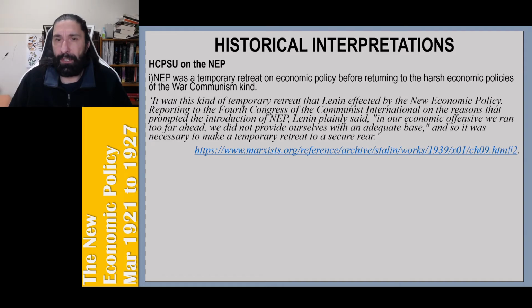Reporting to the 4th Congress of the Communist International on the reasons that prompted the introduction of NEP, Lenin plainly said, 'In our economic offensive, we ran too far ahead. We did not provide ourselves with an adequate base, and so it was necessary to make a temporary retreat to secure the rear.' That temporary retreat was the introduction of the NEP."